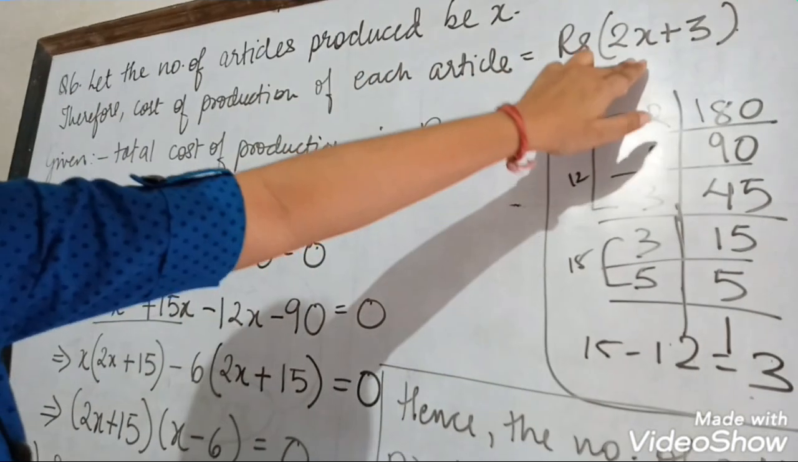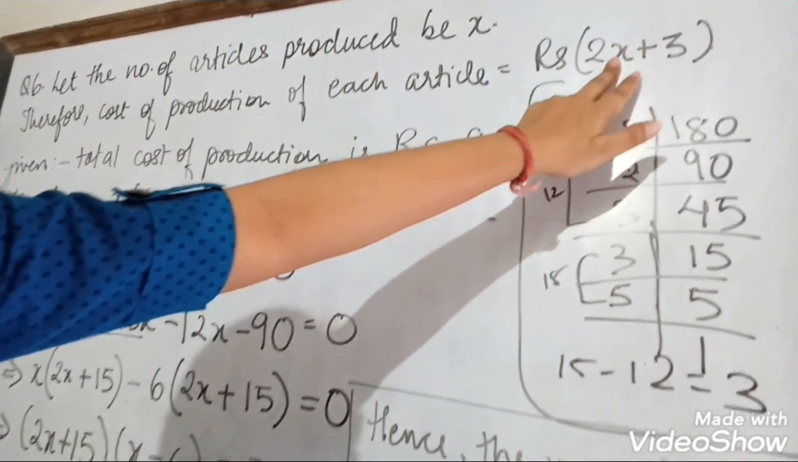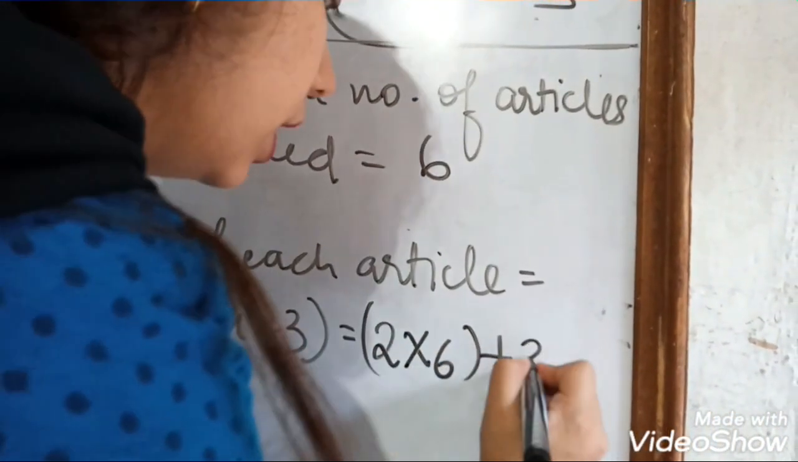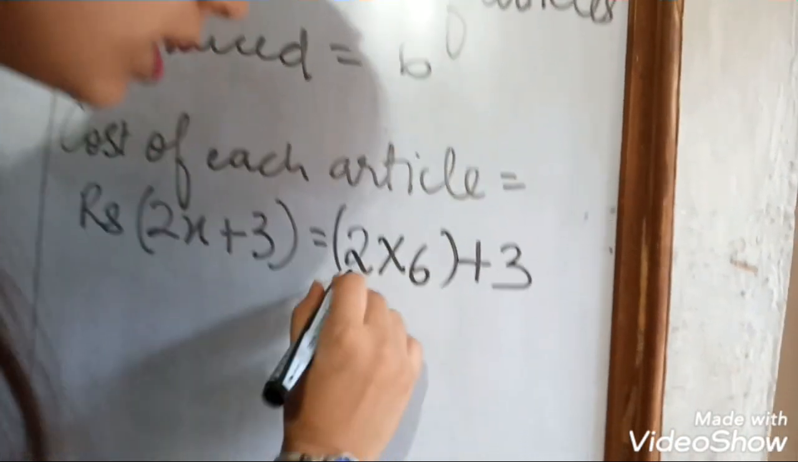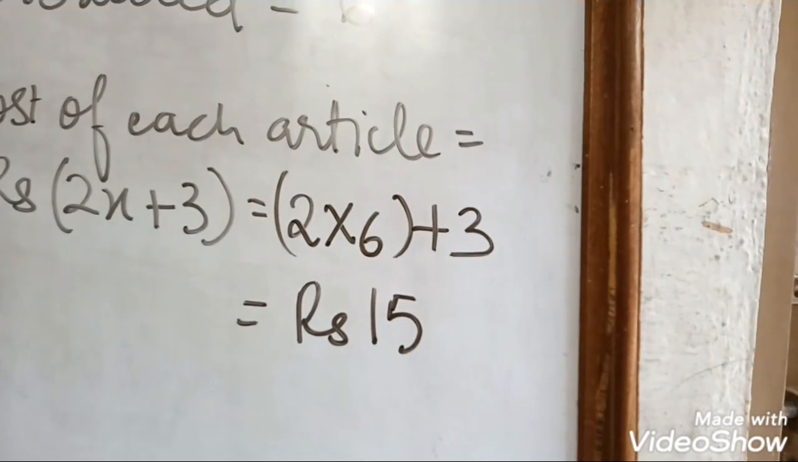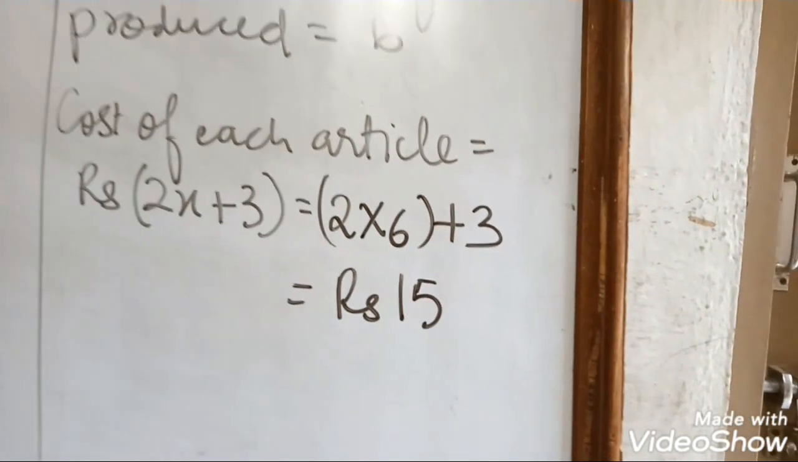Over here the cost of production of each article was 2x plus 3. We know the value of x is 6. Let us put it in this. 2x plus 3 will be 2 into 6 plus 3. It will give you rupees: 6 2s are 12, 12 plus 3 is 15. So the cost of each article is rupees 15. This completes your exercise.